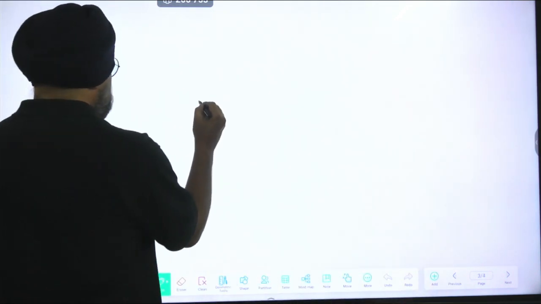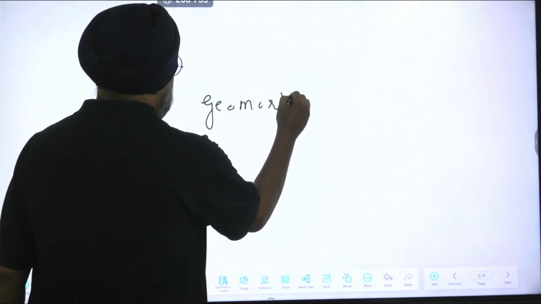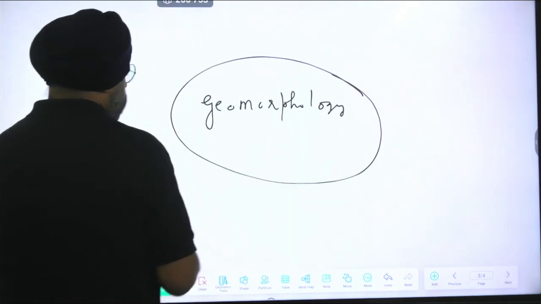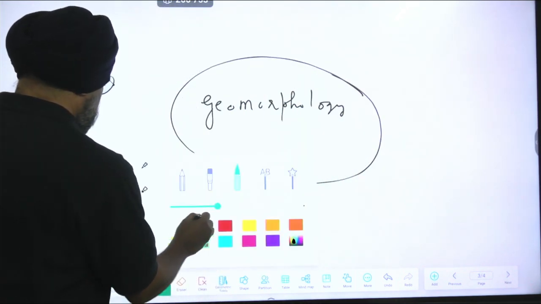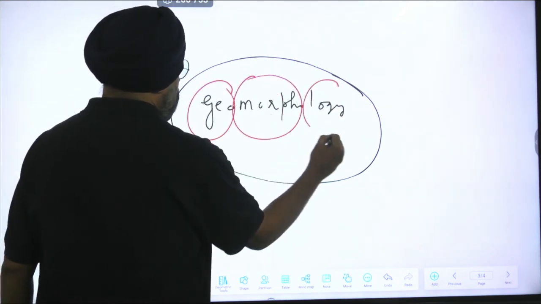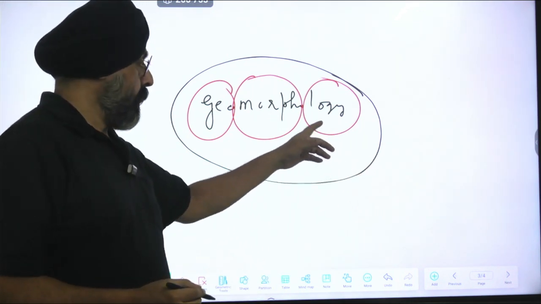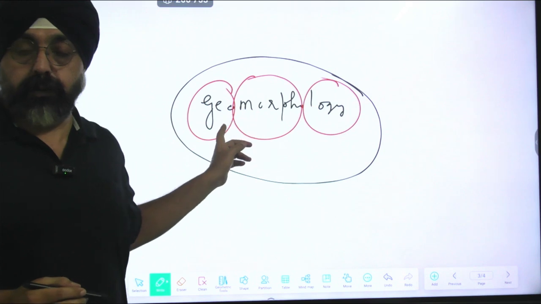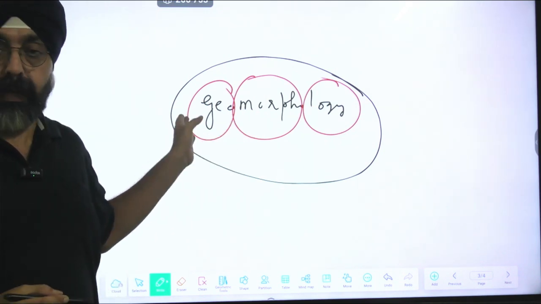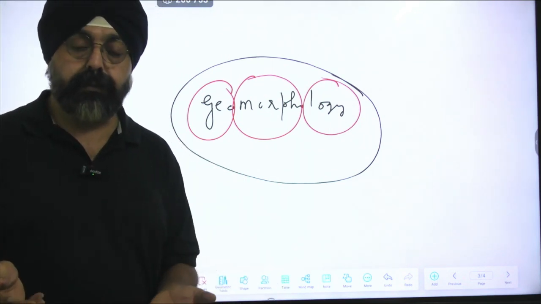Now, this is geomorphology. Let's first divide this thing etymologically. Geomorphology, the scientific explanation of the landforms on the surface of Earth, of the planet Earth. That's geomorphology, that is etymological definition.